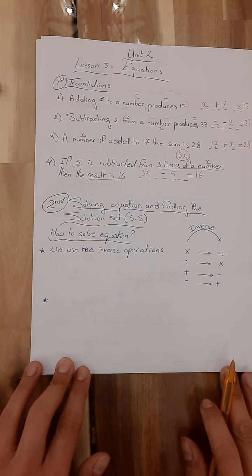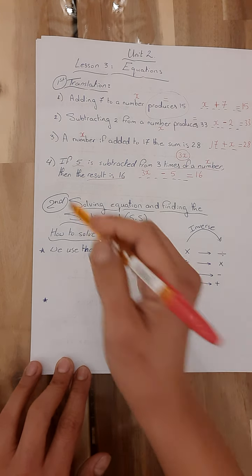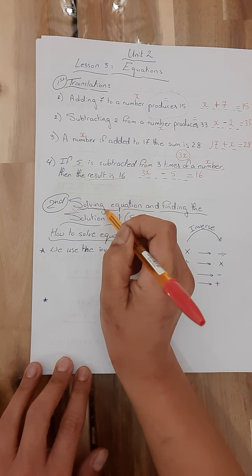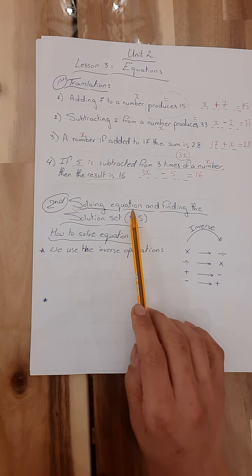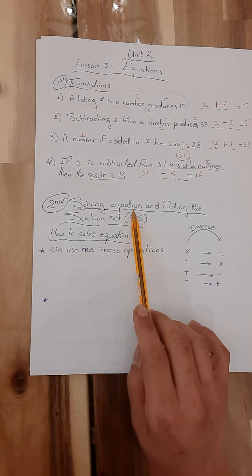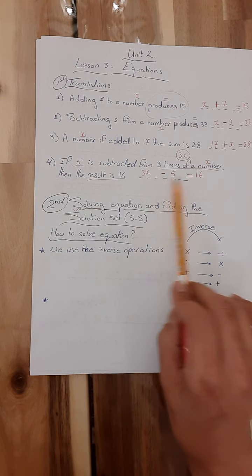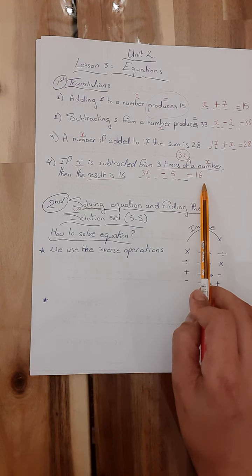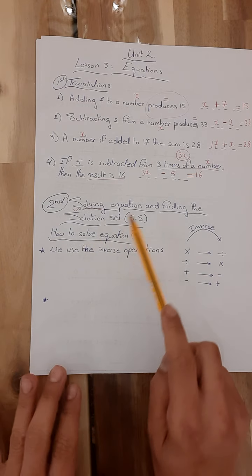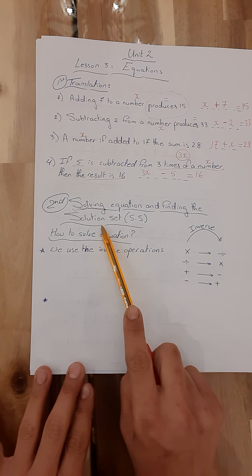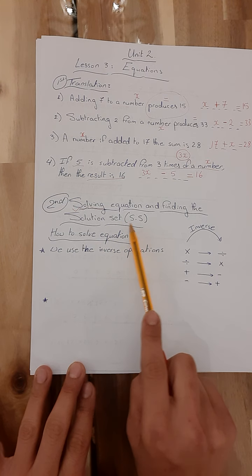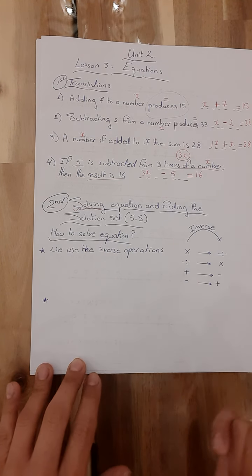Number 2, we have solving equations. Here we are going to solve. All of this we were translating only. Now we are going to solve. What is the meaning of equation? Equation has an equal sign, like this. This is an equation, left side and right side, okay? Solving an equation, and you must, after you solve the equation, put the solution in a set which we call SS, solution set.